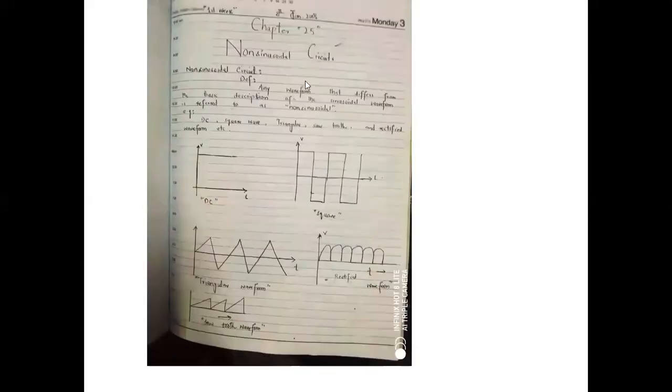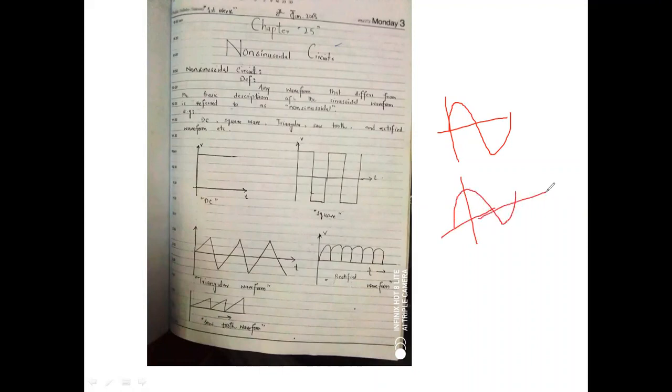Okay, so first of all, let me inform you that there are two types of circuits. The one are the sinusoidal circuits, and the other are the non-sinusoidal circuits. Sinusoidal signals are those which obey the sine trigonometric function. It looks like this.